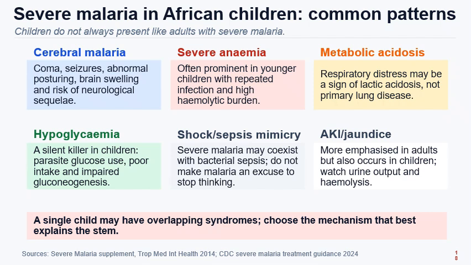Severe malaria anemia is especially prominent in younger children with repeated infections and high hemolytic burden. Deep breathing may be the respiratory expression of lactic acidosis rather than the primary lung disease. Hypoglycemia can be silent and rapidly fatal. Shock should make you search for bacterial sepsis because severe malaria and sepsis can coexist. Do not force a child into one of these syndromes. The same child may have coma, anemia, acidosis, and renal injury simultaneously.